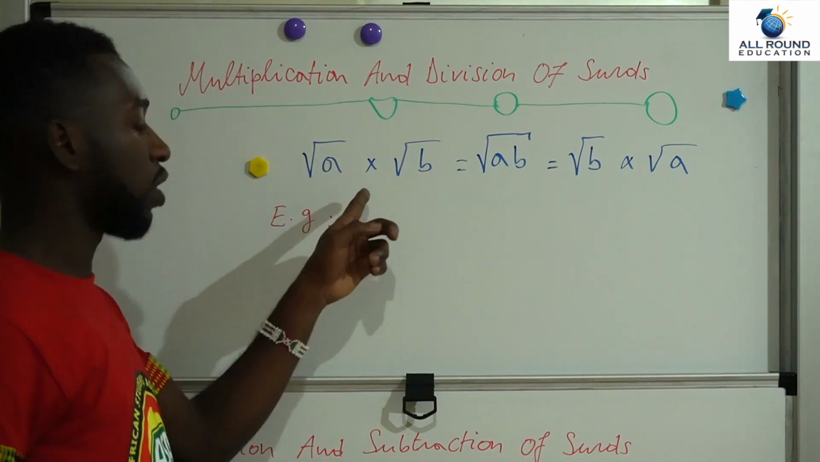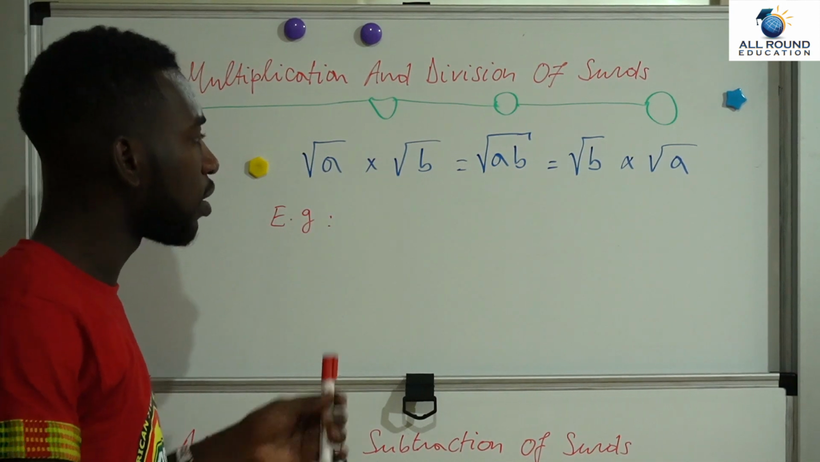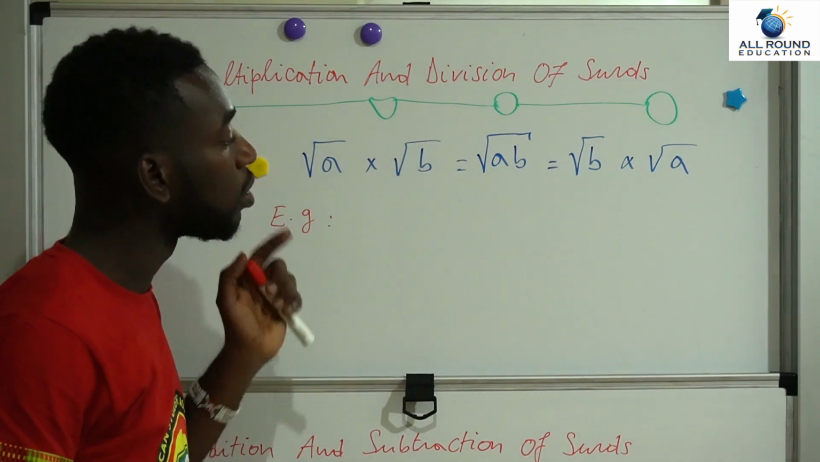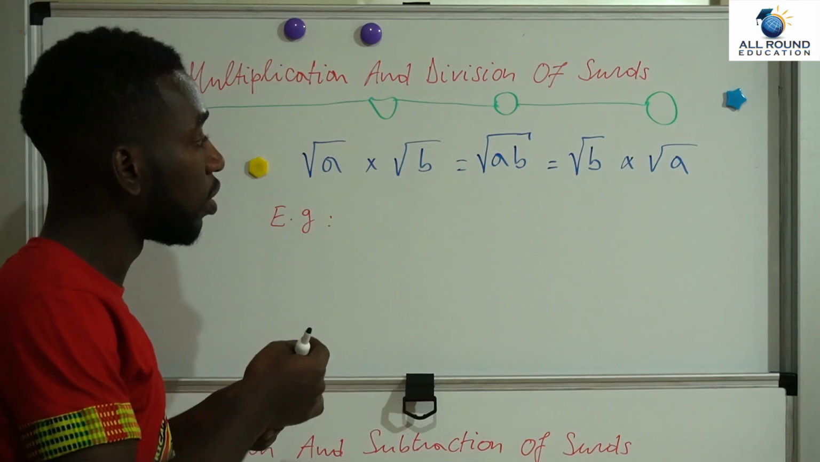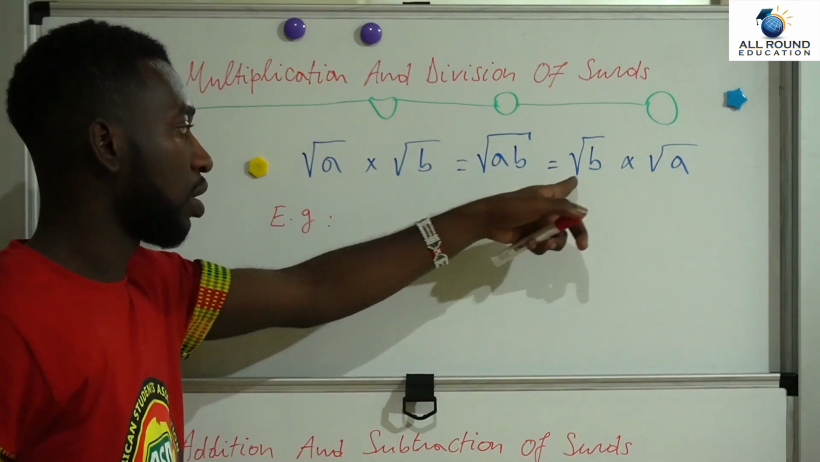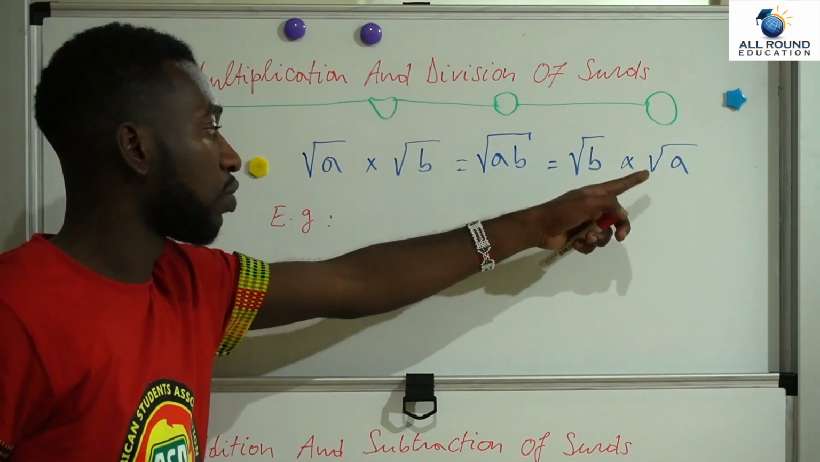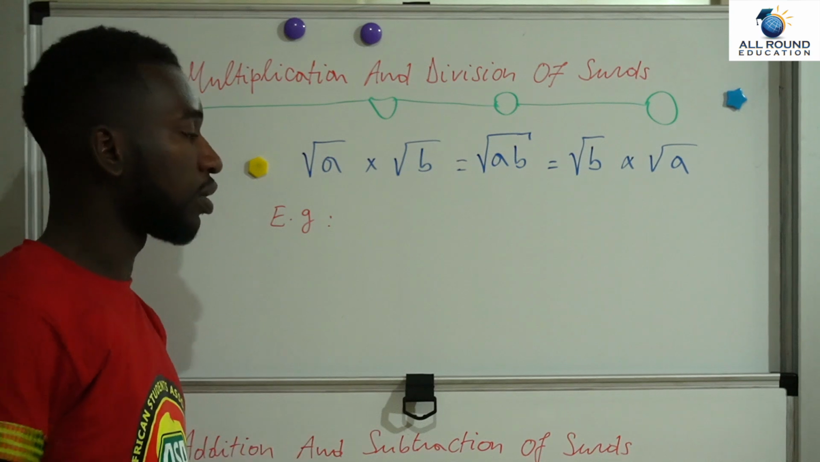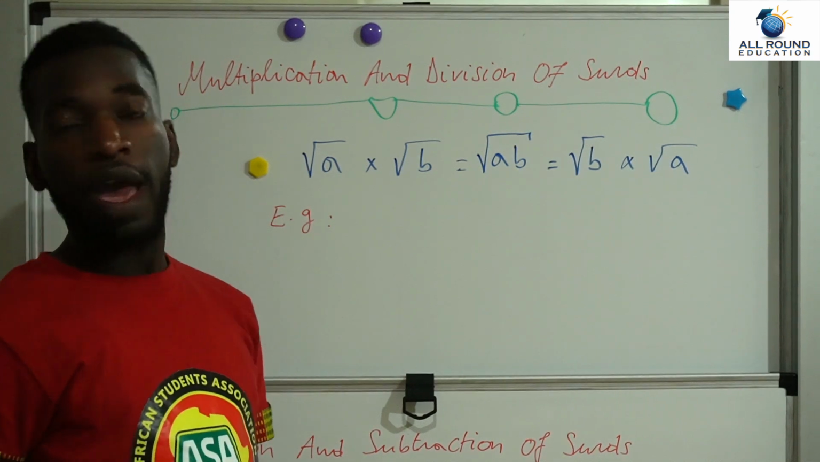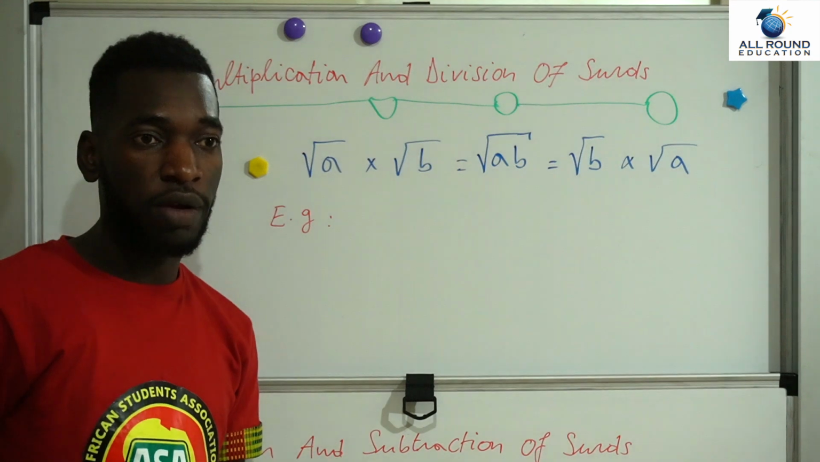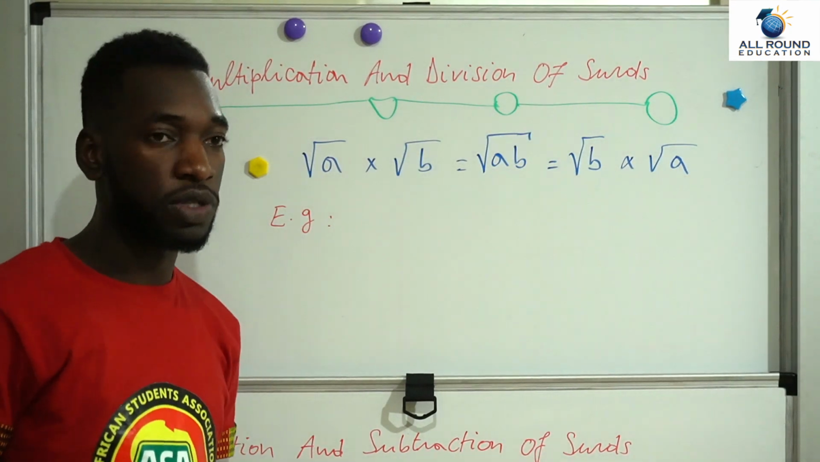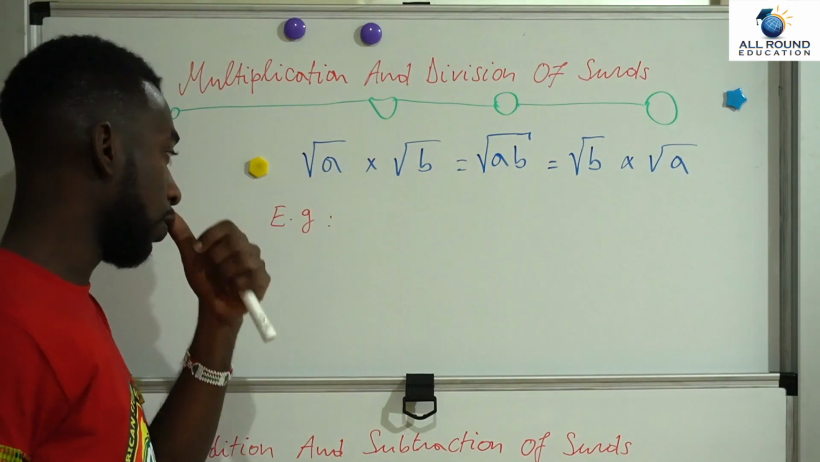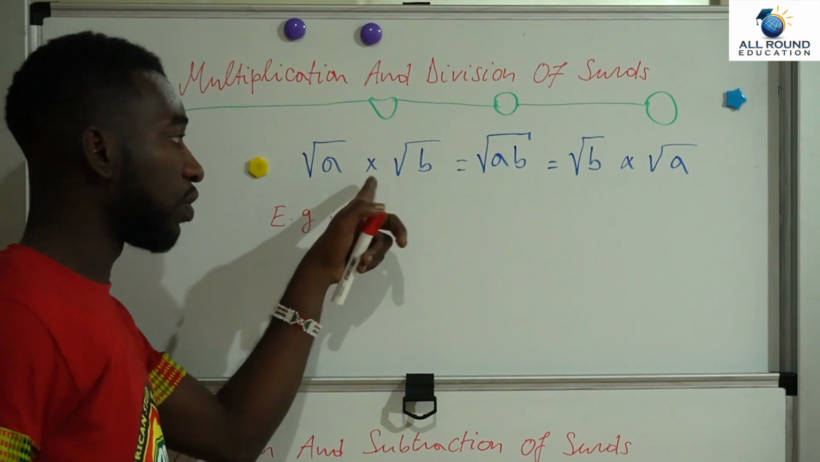One of the rules that we'll be using in this tutorial is that the square root of a times the square root of b is the same as the square root of the product of a and b, which is the same as the square root of b times the square root of a. Why? Because multiplication is commutative. Commutativity basically says a times b is the same as b times a. We are not changing the value, we are just swapping the position. So this is a very important rule that we'll be using, and there is another extended version of this.